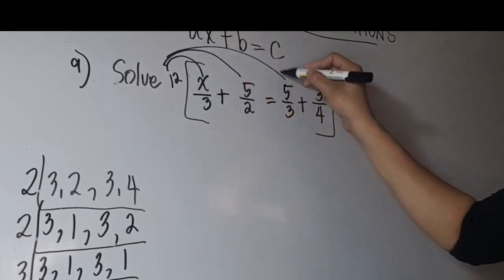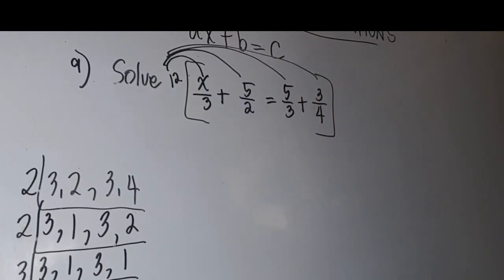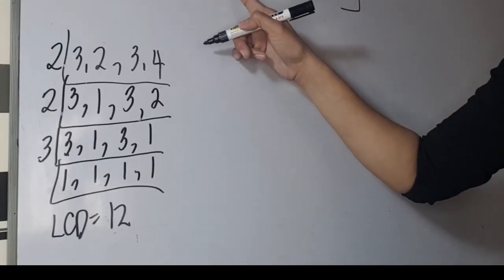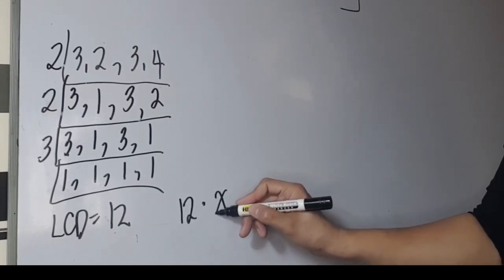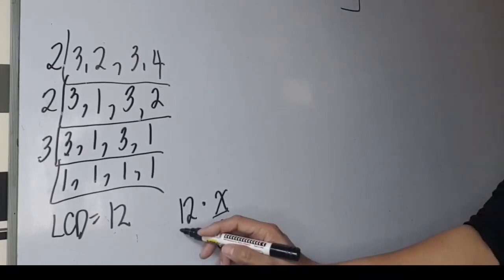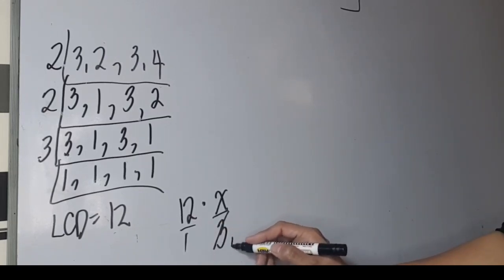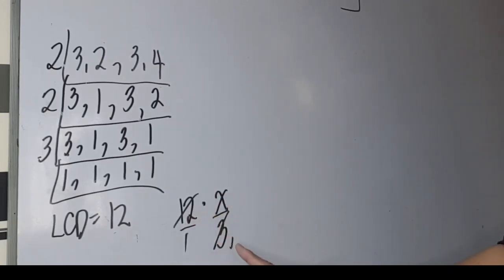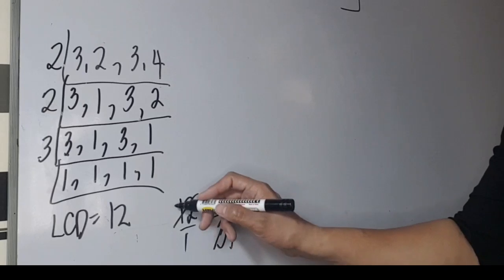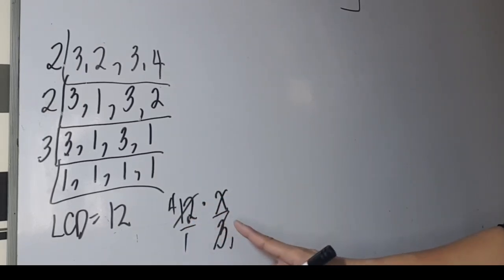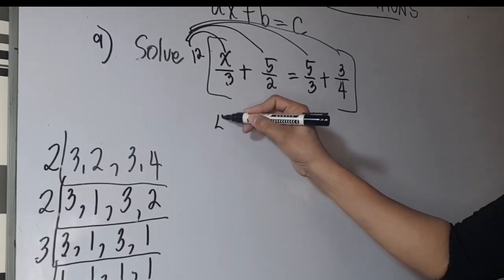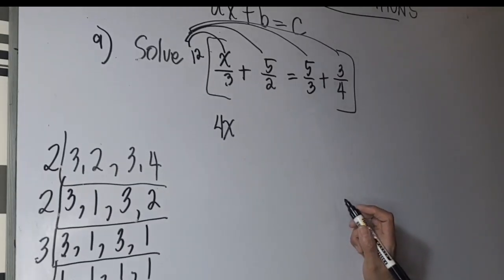Okay? Para mawala yung denominator na yan. So, multiplying the first term by 12, so 12 times x over 3. Okay? So, what do you get? You cancel it. So, the GCF kasi ng 12 and 3 is 3. So, 3 divided by 3 is 1. Then, 12 divided by 3 is 4. So, we have 4 times x over 1. Or that is 4x. Okay?